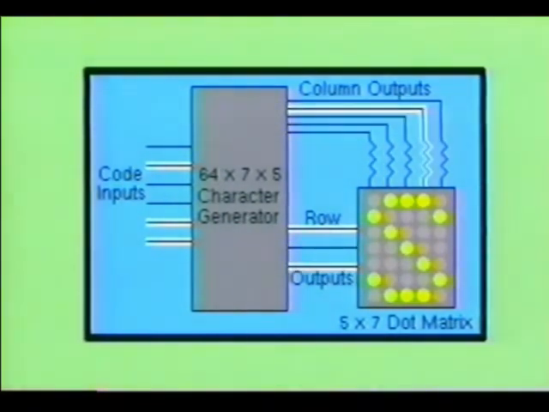The character generator will continue to sequence for as long as the character must be displayed. The sequence, however, is so fast that the eye sees the character as being illuminated all at one time.